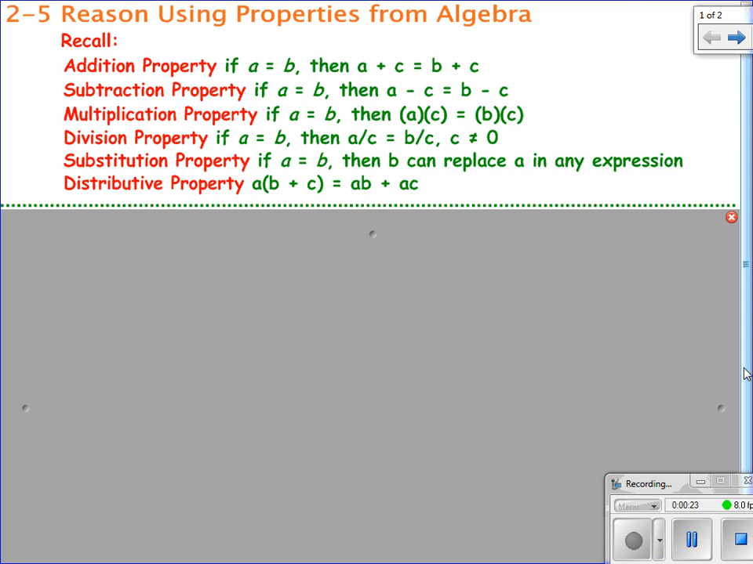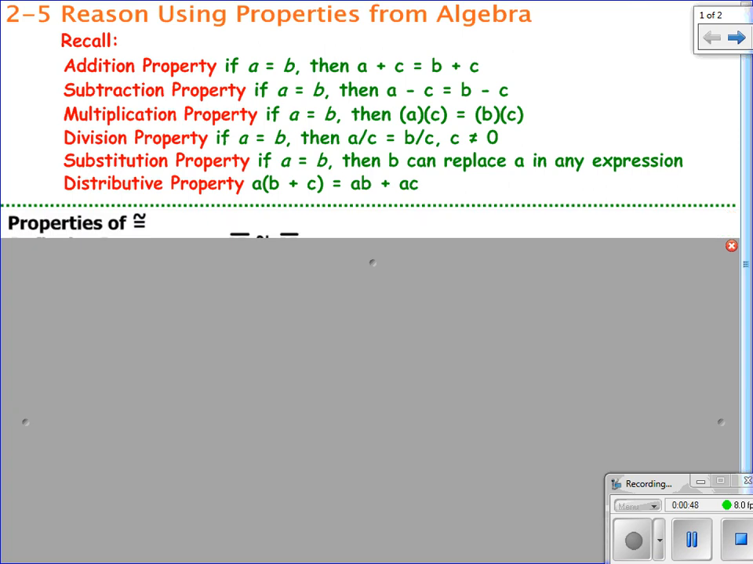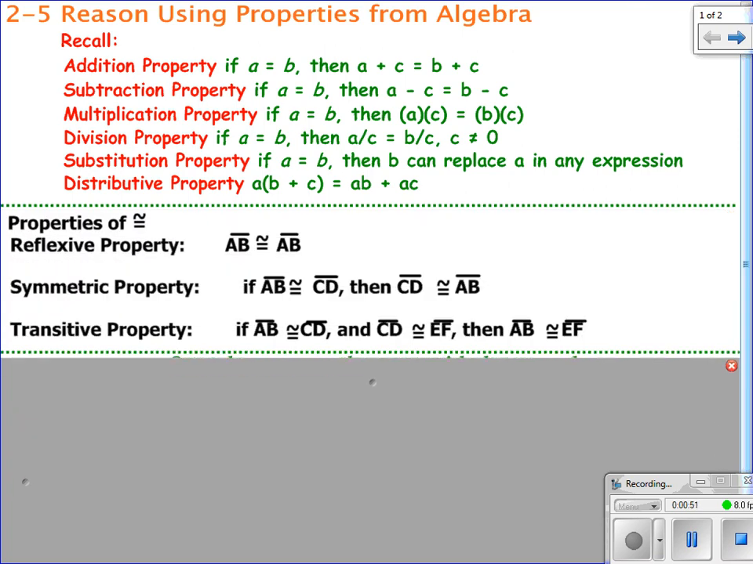In order to write proofs, we need to know that they're in 2 columns. We have our work on the left side and all the reasons why we're doing those steps on the right-hand side. So just a recap, we're going to be looking at addition, subtraction, multiplication, division, possibly substitution, and also the distributive property. So those are all listed there. We're not going to go through the details of them because it is review. These are new though, so let's talk about these.